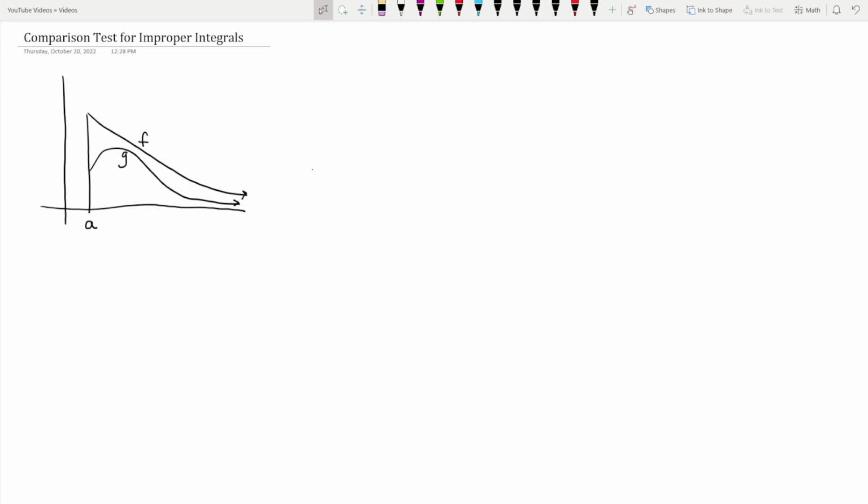So if we take a look at the picture that I've got up here, I've got two functions, f and g. The basic idea here is we're going to compare f and g. If you take a look, g is always less than f. So if f converges, then I know g has to converge. If g diverges, then I know f diverges. And that is the comparison test.